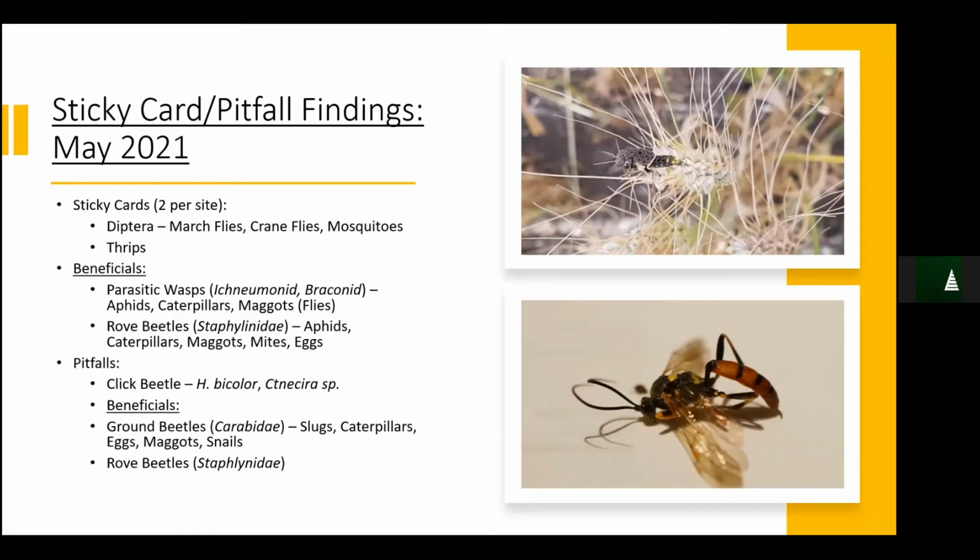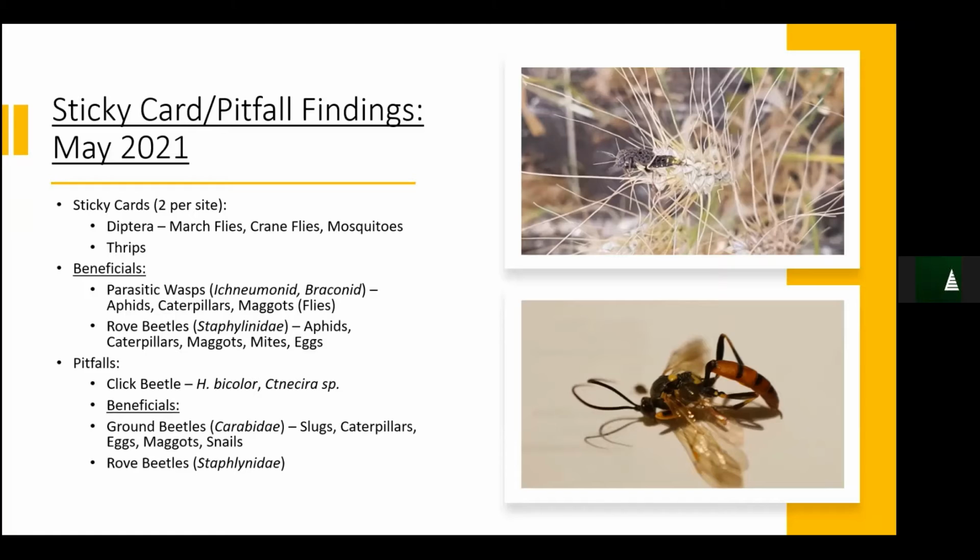So I found a good healthy population of ground beetles. And they're predators of slugs, caterpillars. They like eating other insect eggs and snails, to name a few. And some of the genera that I found were Pterostichus. I did find some Agonums as well, and a Carabus species as well.